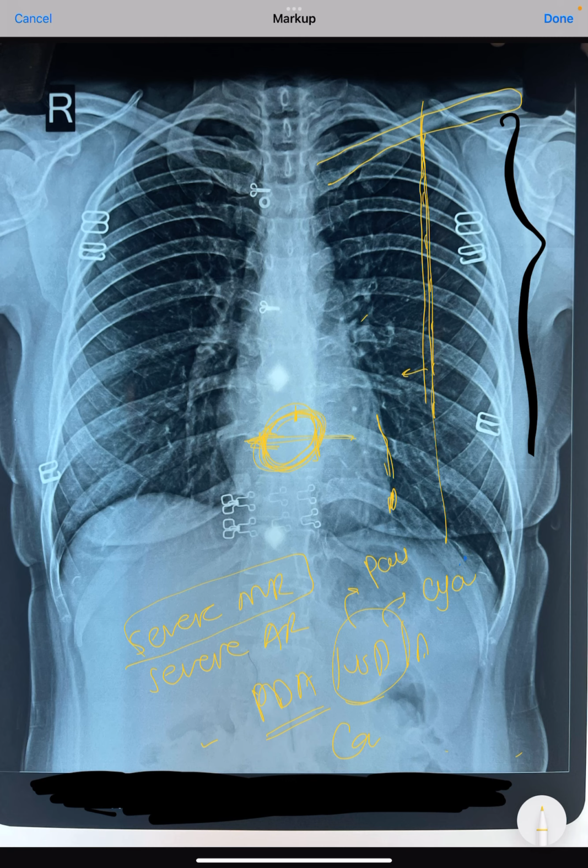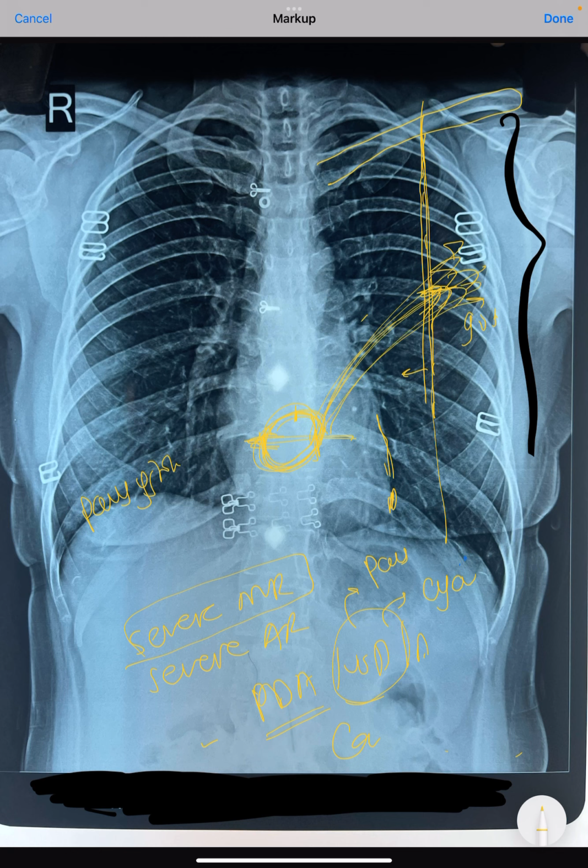In MR, it's very simple. Most of the time the patient will have a pansystolic murmur, and the murmur usually radiates to the left axilla in 90% of the cases.